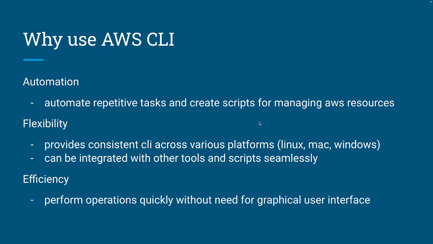The second point is flexibility, meaning it provides a consistent CLI across various platforms. Even if you are working in Linux, Mac or Windows, you don't have to change your script. All the commands are the same and can be easily integrated with other tools and scripts seamlessly. Let's suppose you have a Python script that utilizes AWS CLI commands for managing your resources. You can easily integrate the AWS CLI commands within your Python script using subprocess or os.system modules and so on. This allows you to leverage the power of AWS CLI commands within your existing Python code and enhance its capabilities.